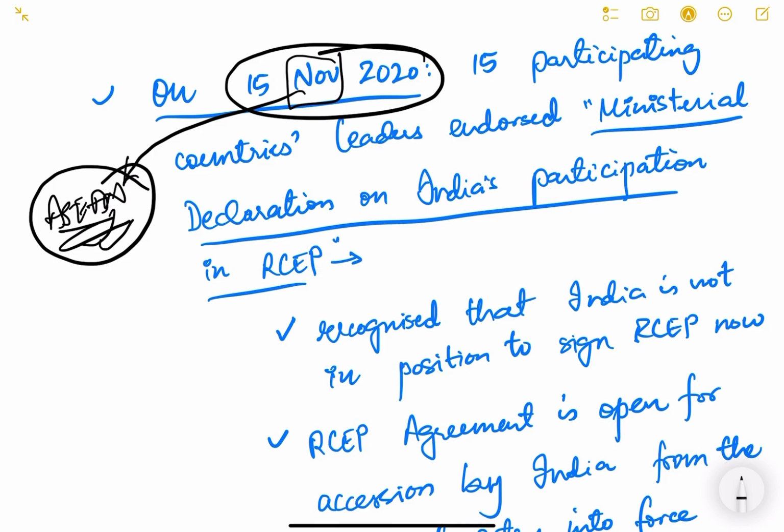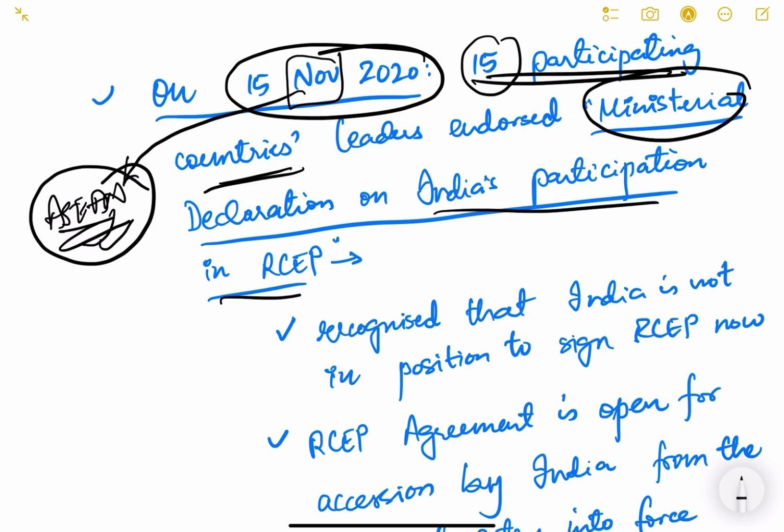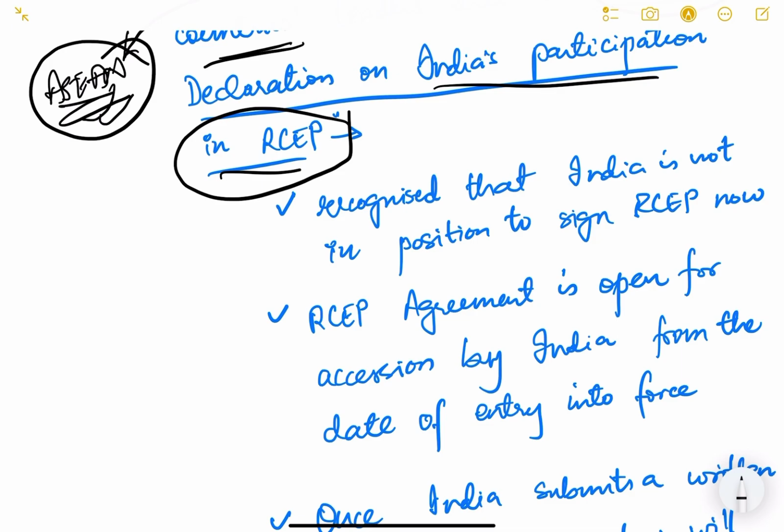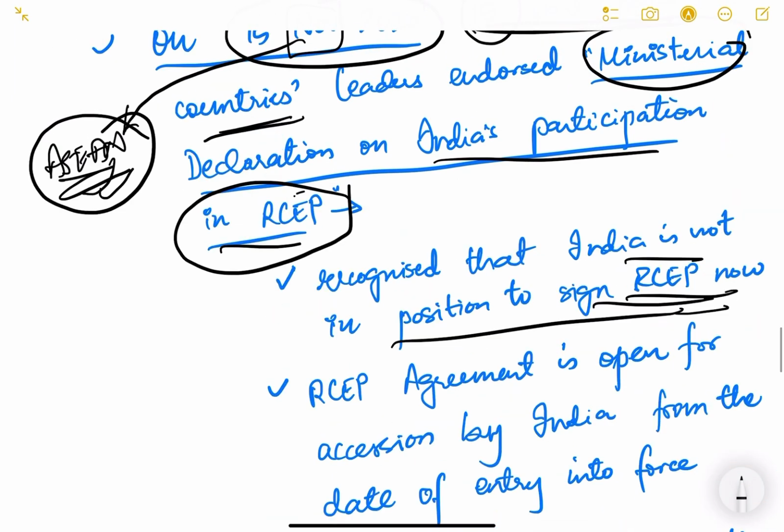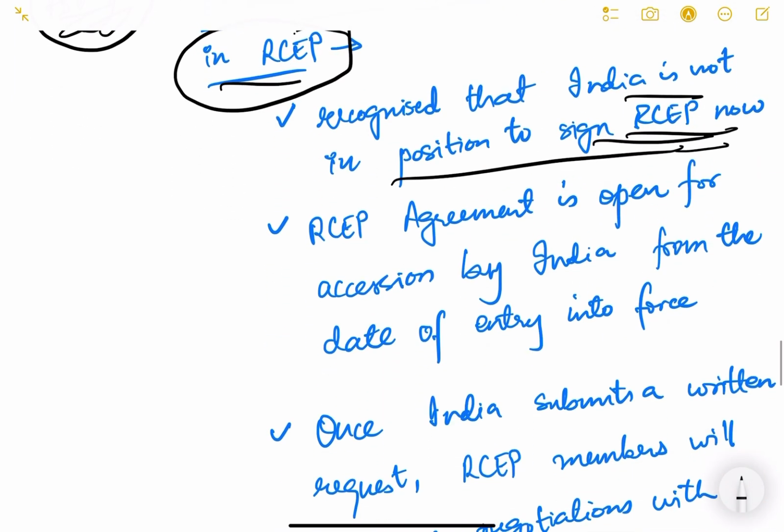So on 15 November 2020, after 1 year, India has left, now the 15 countries are remaining. The 15 participating countries' leaders endorsed a ministerial declaration on India's participation in RCEP. So these 15 countries accepted that, okay, India no longer wants to be part of RCEP, we agree, we respect that. So it recognized that India is not in a position to sign RCEP. That is known as the ministerial declaration on India's participation in RCEP.